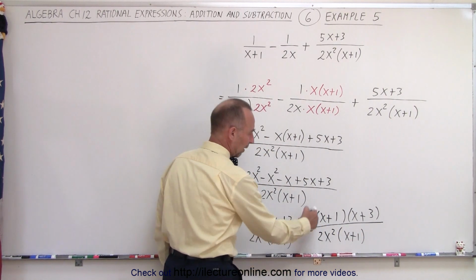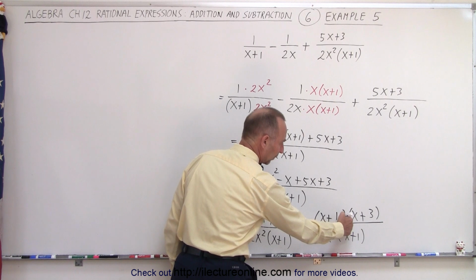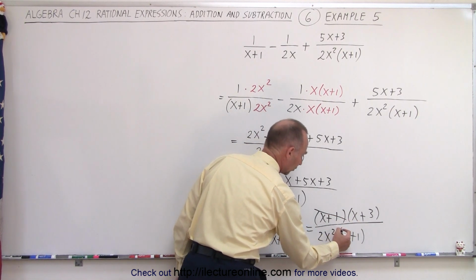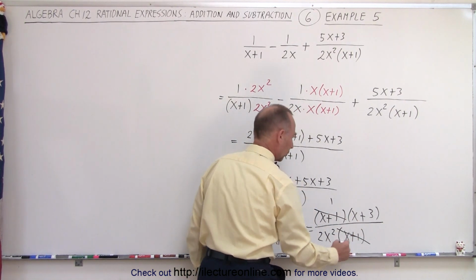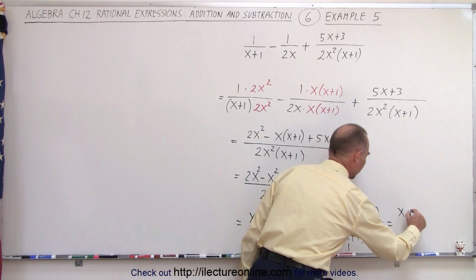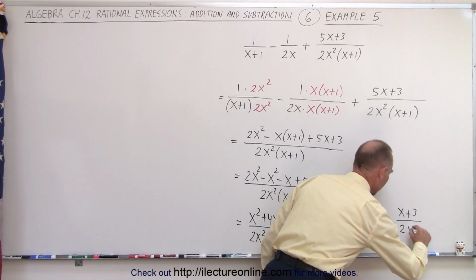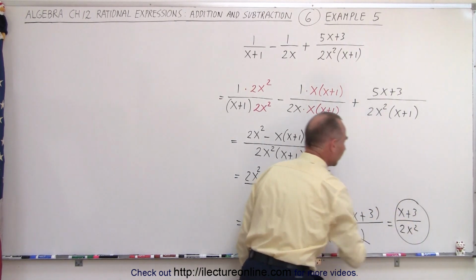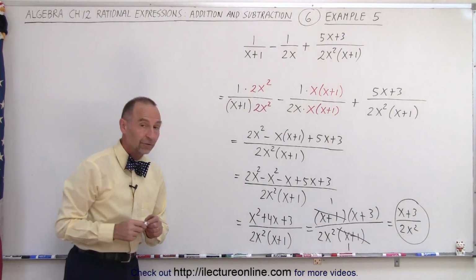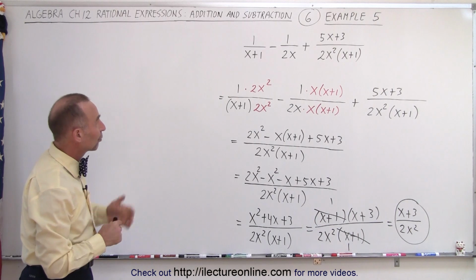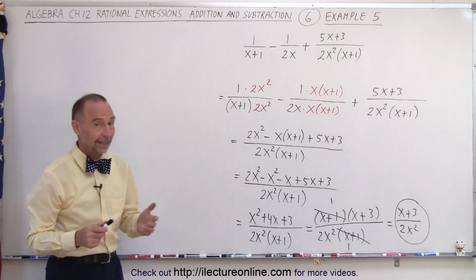And finally, notice we have an x plus 1, x plus 1. This is multiplication, so we are able to simplify that. So we're left therefore with an x plus 3 in the numerator. In the denominator, we end up with a 2x squared. And that's the final simplified form of the sum and difference of those three rational expressions. And that's how it's done.